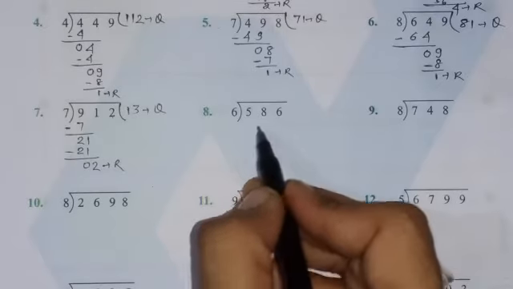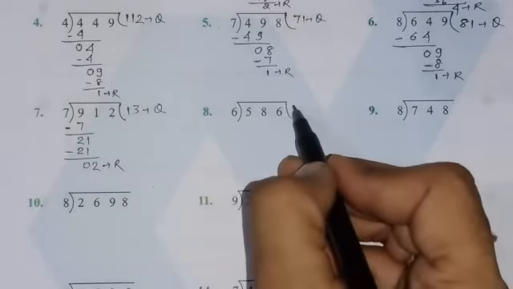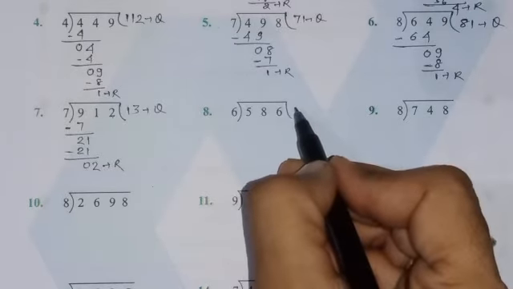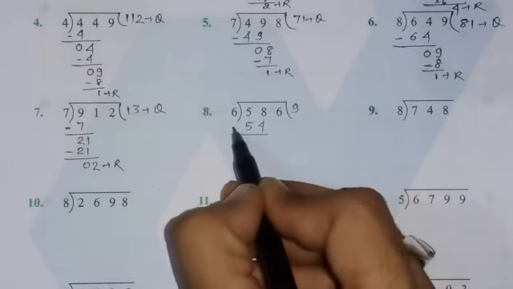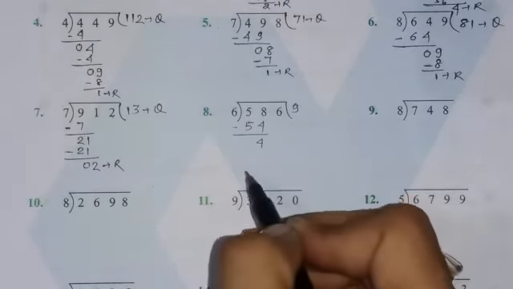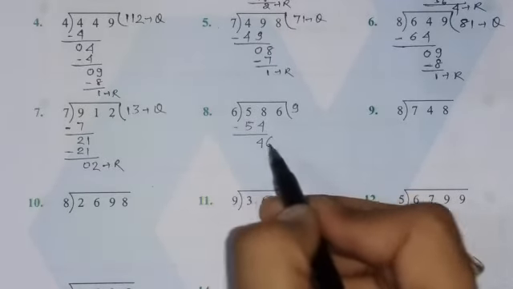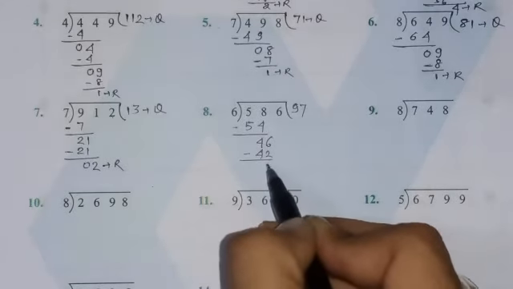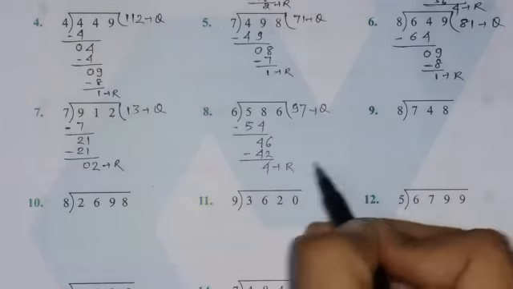Question number 8. On dividing by 6, 6 9s are 54. You will get remainder as 4. Okay students, now write down the next digit 6. On dividing by this, 6 7s are 42. On subtracting you will get 4. This one is quotient and this one is remainder.